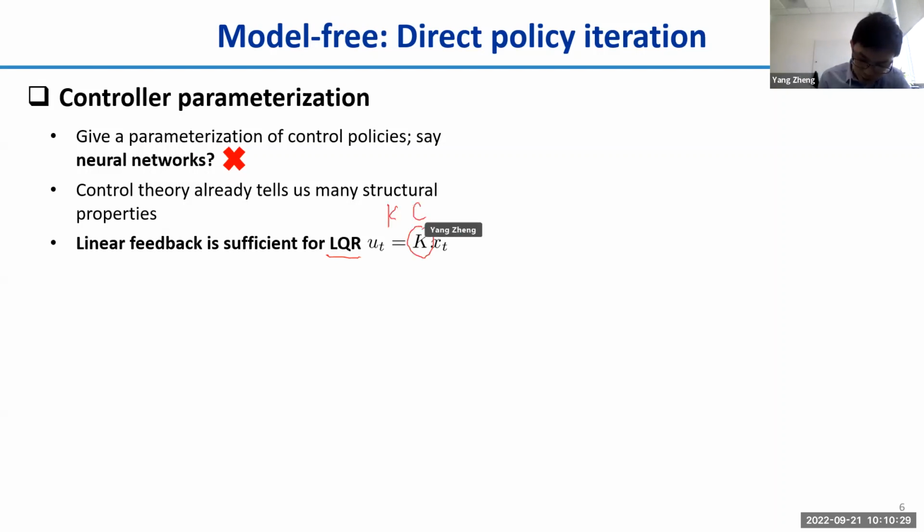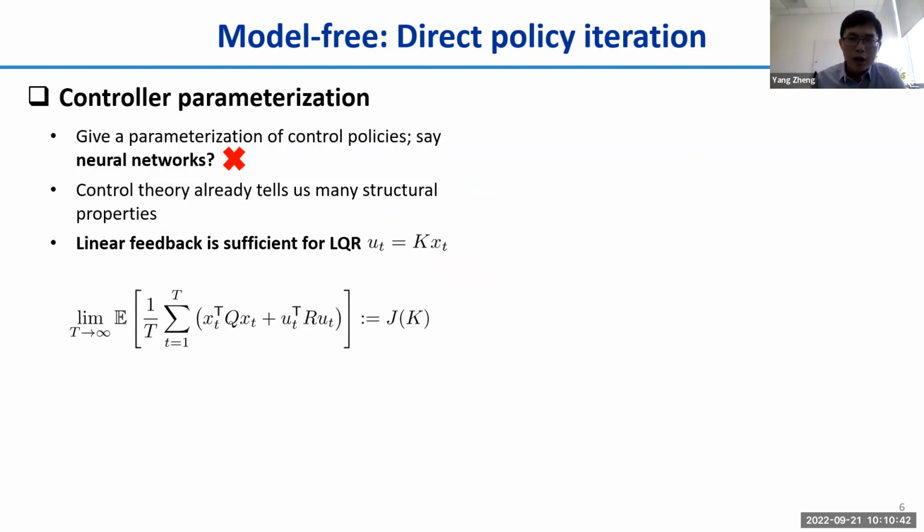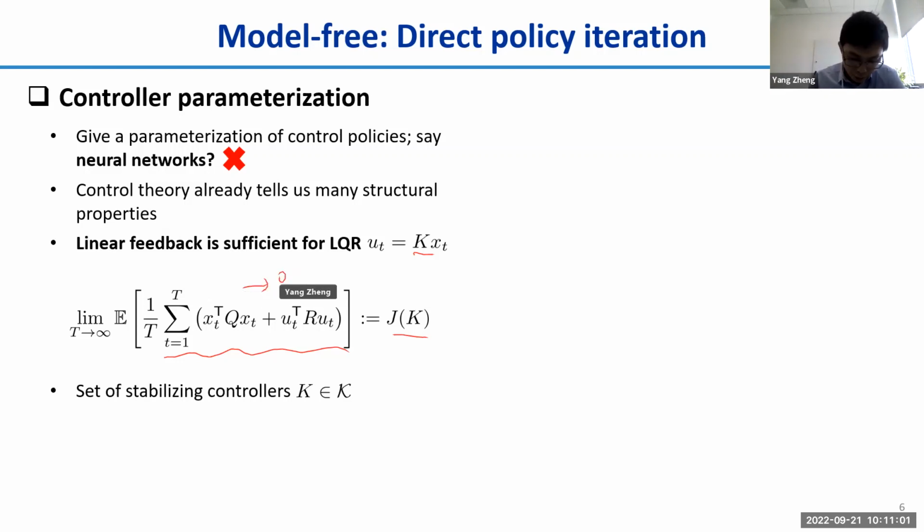So K is a matrix. So this will be our design variable. So we can parameterize the optimal policy using a simple matrix K. Once we have a control policy, then we can evaluate the performance by evaluating the closed-loop response. In order to make sure this cost is finite, we would like to consider the set of stabilizing controllers. Basically it means the system trajectory will go to 0 or go to some equilibrium point. Then we have finite control cost.